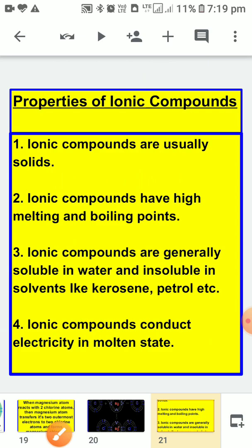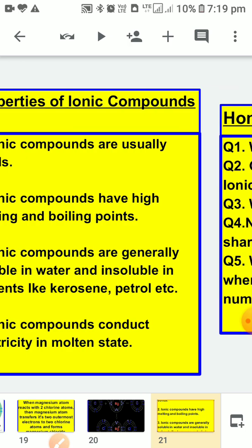Now the next topic is properties of ionic compounds. Ionic compounds are usually solids or crystalline solids. Ionic compounds have high melting and boiling point. It is because the force of attraction or the bond between them is very strong. Ionic compounds are generally soluble in water, but they are insoluble in solvents like kerosene, petrol, etc. Ionic compounds conduct electricity in molten state. Means when they are dissolved in water, then only they are conducting electricity.